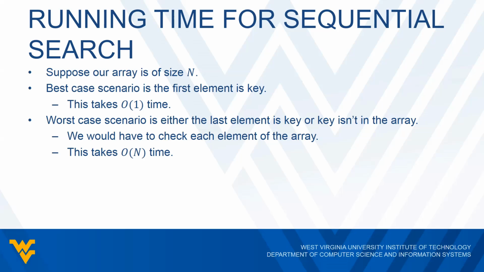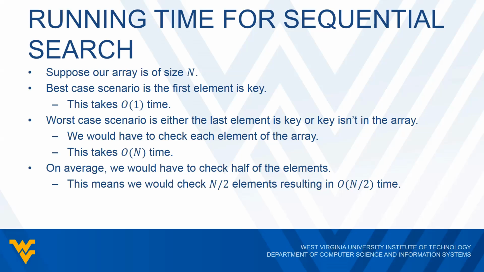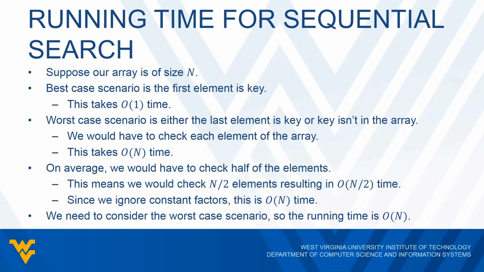Now, what about the average case? Well, on average, we would have to check probably about half of the elements. So that means we would need to check n/2 elements, and this would result in n/2 time. But we've already mentioned that we ignore constant factors, so we take out the 1/2 part, and this also becomes O(n) time. Now, as we mentioned before, whenever we're analyzing algorithms, we need to consider the worst case scenario. So that means the running time of sequential search is O(n).